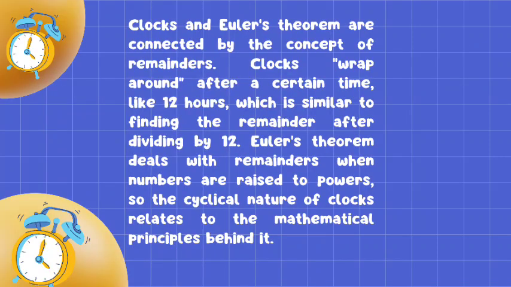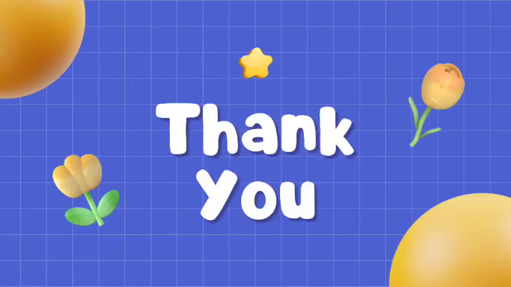So, going back earlier, clocks and Euler's theorem are connected by the concept of remainders. Clocks wrap around after a certain time, like 12 hours, which is similar to finding the remainder after dividing by 12. Euler's theorem deals with remainders when numbers are raised to powers. So the cyclical nature of clocks relates to the mathematical principles behind it.